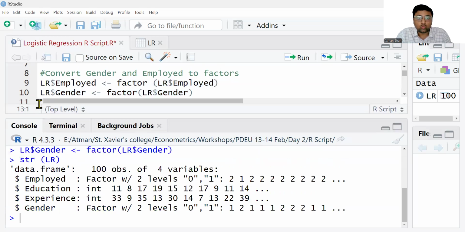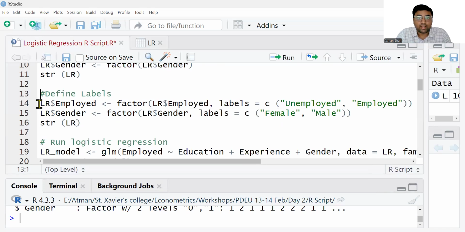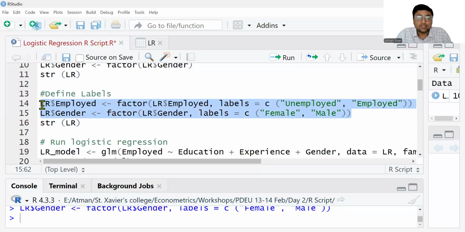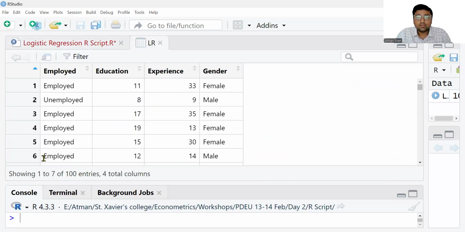Here you have now factor with two levels, 0 and 1, and here 0 and 1. Now we need to inform the software to treat 0 as unemployed and 1 as employed in the employed variable, and 0 means female and 1 means male in the gender column. Therefore we again run these two commands. Here we are using these labels, and then you check the structure. Now you see employed factor with 2 levels, unemployed, employed, female, male. And now if you see this data set, we have employed and unemployed instead of 0 and 1, and in the gender column we have female and male.